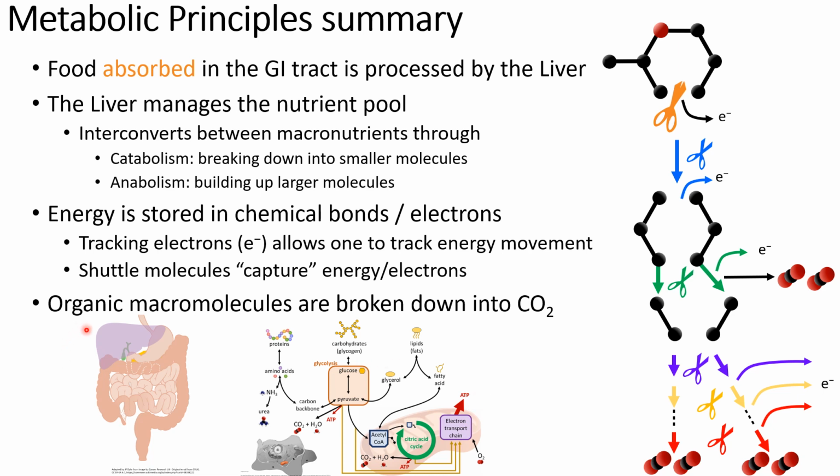And then finally, we talked about, in general, the process by which organic macromolecules are broken down into CO2 via the action of enzymes, which are breaking these chemical bonds and releasing the electrons to be used for energy production. So I hope that's helpful. This provides a general overview.